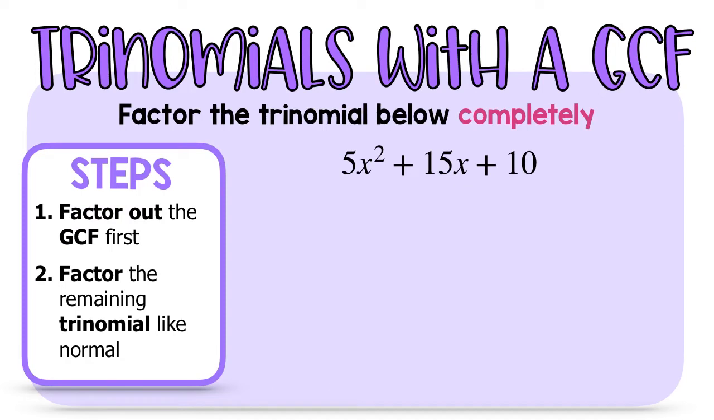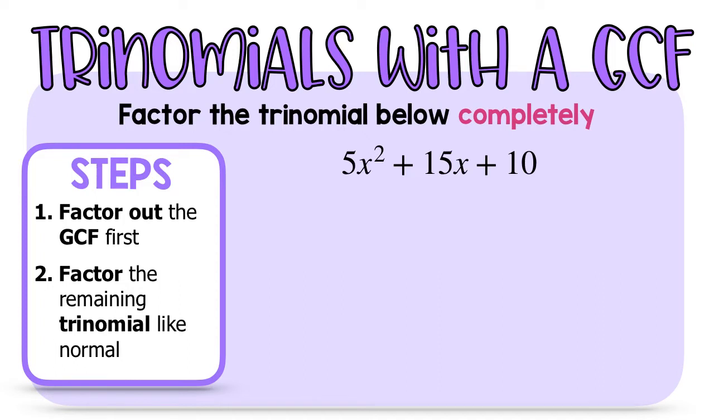So let's go ahead and look at our first example. All right, so this trinomial looks different than the ones that we did last week because there is a 5 in the front here. Now that means we can't do the trick that we did last week where we just find factors of 10 that add up to 15. And even if you tried to do that, you'll see that it doesn't actually work in this case, right? There's no factors of 10 that would add up to 15.